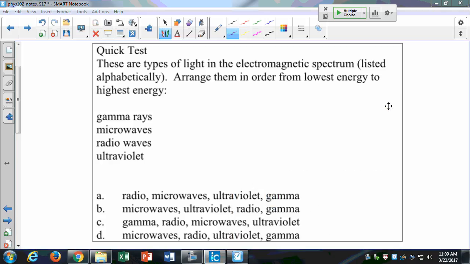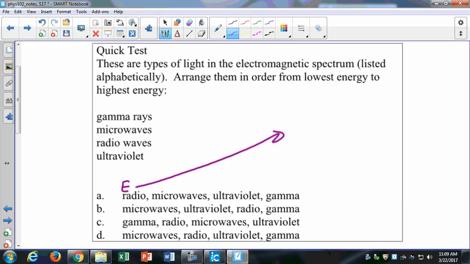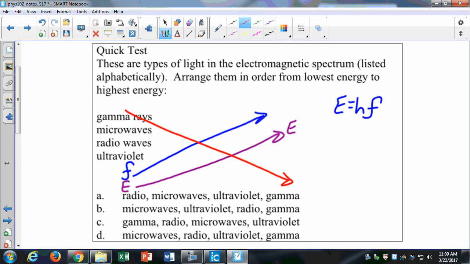You want to know these in terms of energy. So this is the energy. This is low energy for A, and this is high energy. So your energy increases as you move along the spectrum. Your frequency is also going to increase. Did you know that energy is proportional to frequency? It's E equals hf. You might have seen that before. And then the wavelength, on the other hand, decreases.